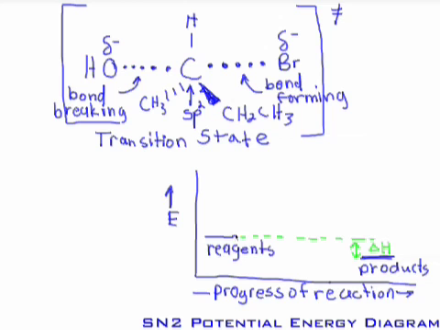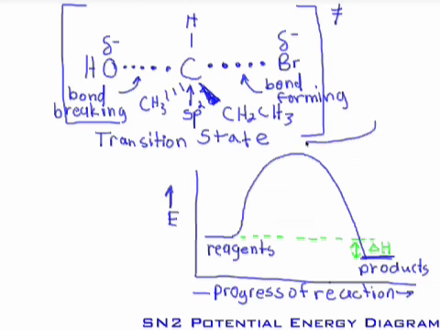Now, on the way, there will be a rise in energy. This rise in energy is caused by the repulsive forces caused by the hydroxide and the bromine, both crowding around and fighting over this 2p orbital. At some point, you will reach a peak in energy. As the bromide begins to leave, the energy will begin to fall and you'll get your product.